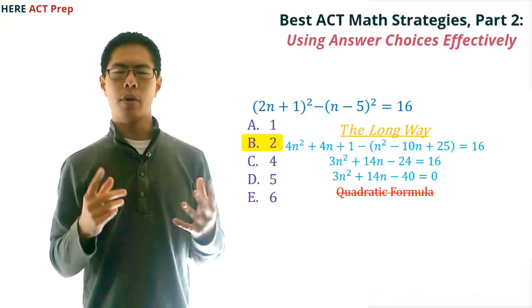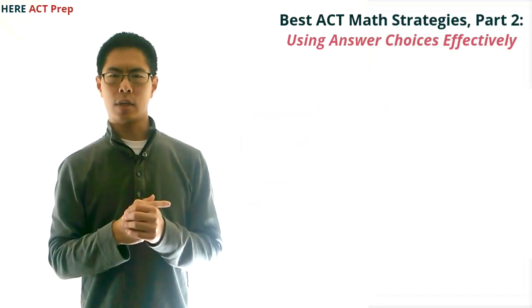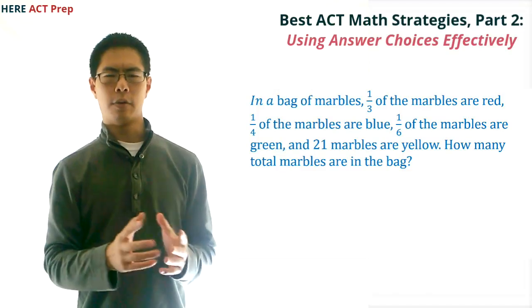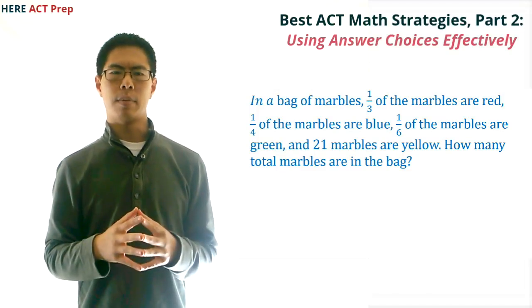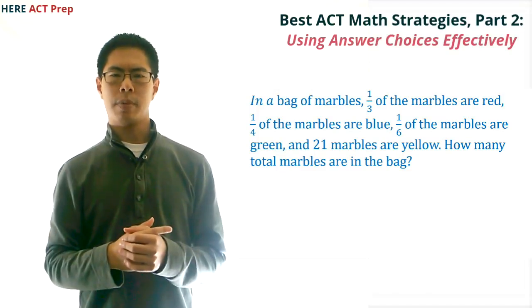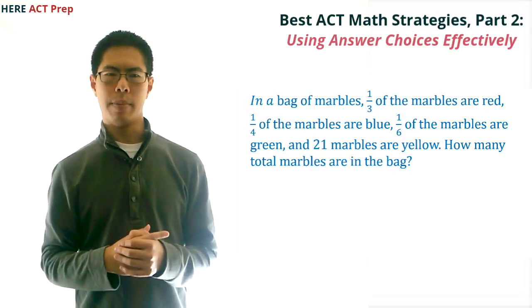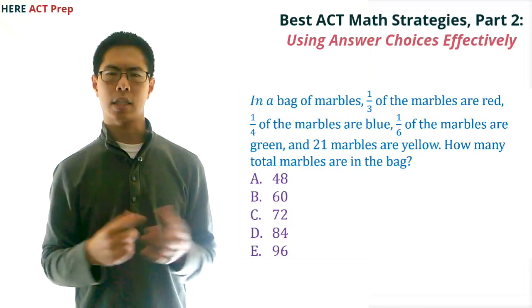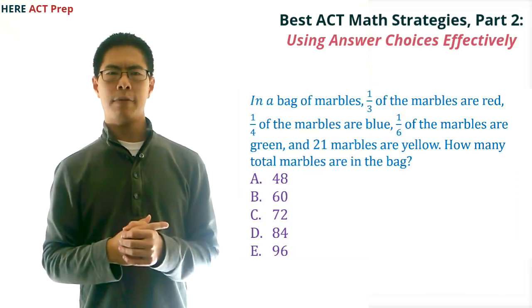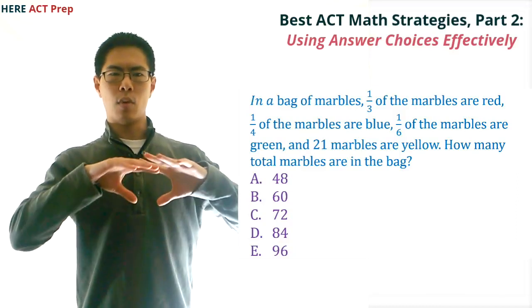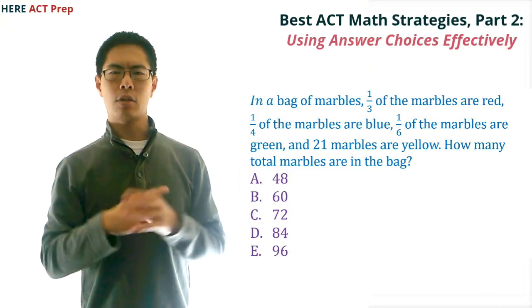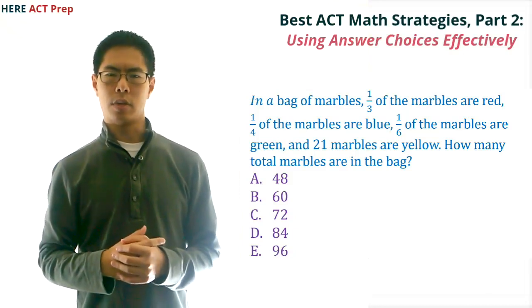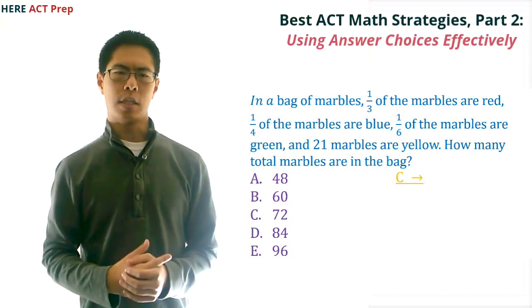Now, let's try one more example together. Let's take a look at this question. In a bag of marbles, 1/3 of the marbles are red, 1/4 of the marbles are blue, 1/6 of the marbles are green, and 21 marbles are yellow. How many total marbles are in the bag? Our choices are 48, 60, 72, 84, and 96. Like with the last question, we can figure out pretty quickly that this question will take a while to set up and solve, and that using the answer choices will probably be quicker and easier. So here's how we could use the answer choices. Let's start with C, which is 72.